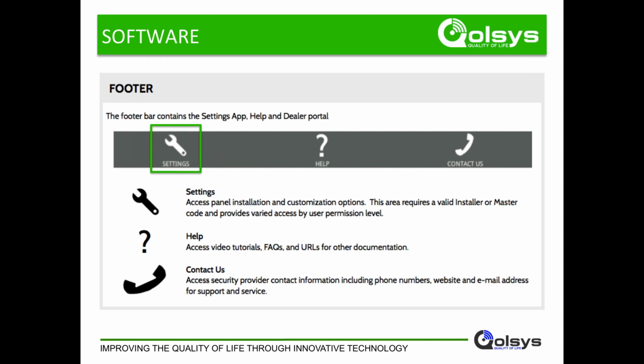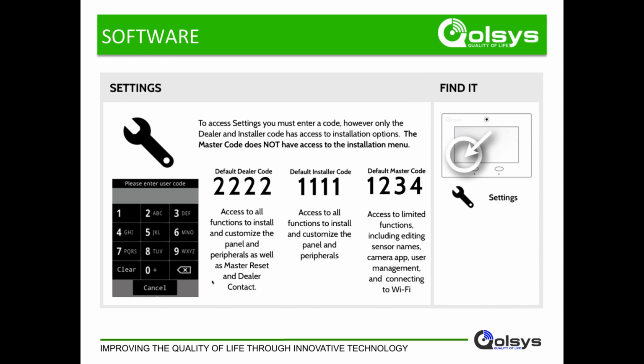So let's talk about the settings, a little wrench. To get into settings, it's always going to be password protected. And out of the box, there are 3 different passwords or codes that can be used to access the settings. Based on which code you have determines the level of access to settings you have. There's kind of a hierarchy. And these are the default codes. So certainly you'll change these at each install. But the default dealer code is 2222, the default installer code is 1111, and the default master code is 1234.